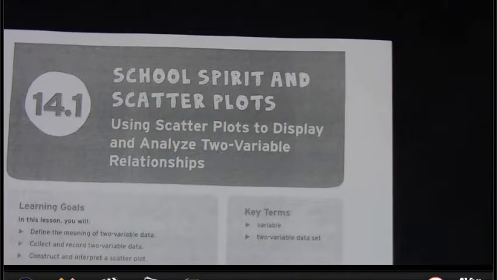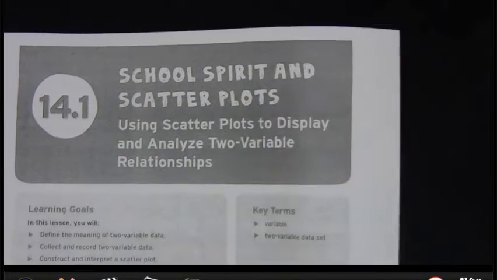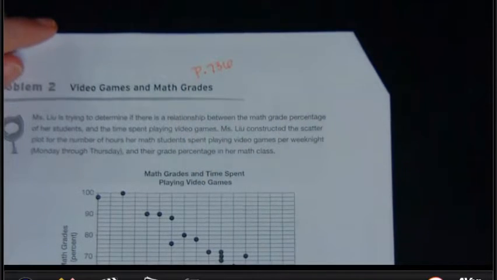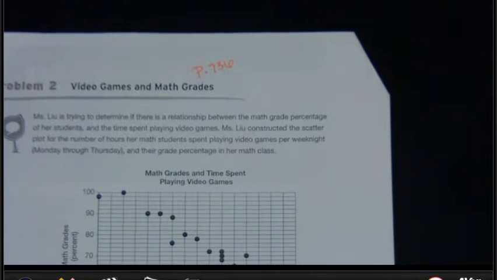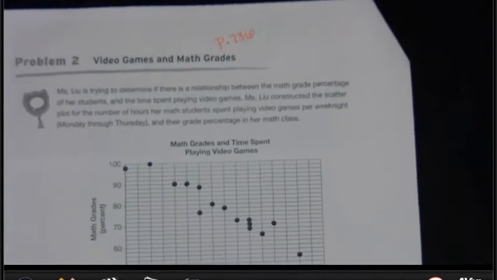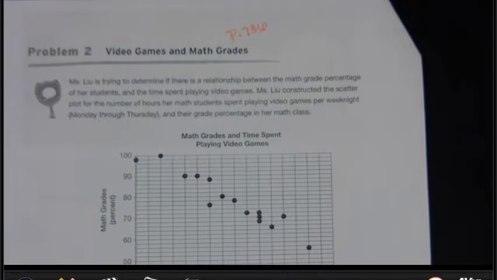All right, guys, if you would find your textbooks, we're going to turn to page 736. Okay, we're going to turn to page 736 and we're going to complete problem 2 in 14.1. All right, so video games and math grades.